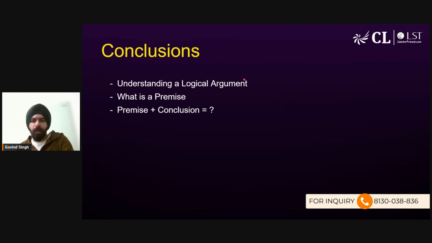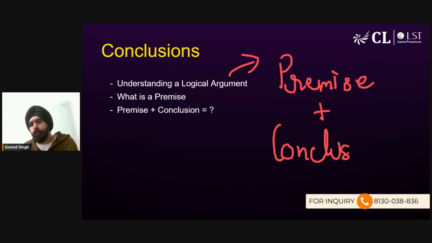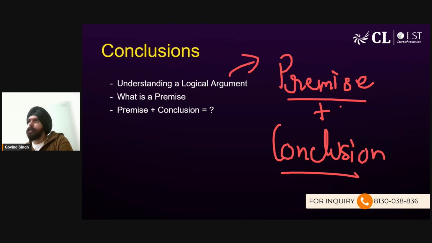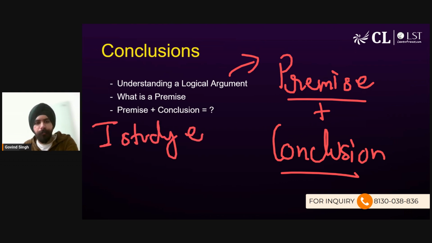The first thing is to understand what exactly is a logical argument and what are its components. As commonsensical understanding goes, a logical argument is an argument which has a logic, correct? But in terms of critical reasoning or reasoning in general, a logical argument contains two things. One is a premise, and the second is a conclusion. To give you a very simple example, let's take a sentence which is I study every day for the CLAT exam.